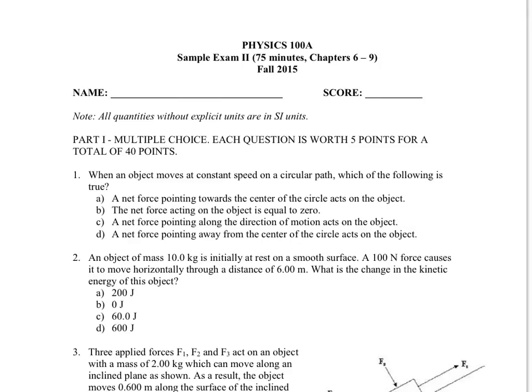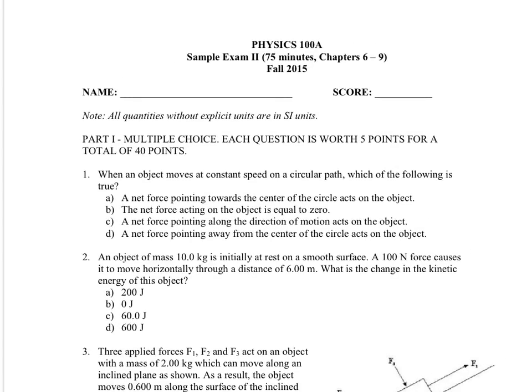Okay, let's get started. When an object moves at constant speed in a circular path, which of the following is true? One thing you have to know about circular motion is that even if the speed is constant, it's accelerated. And that's the centripetal acceleration, and the force that is necessary to provide that acceleration is the centripetal force. And what you have to know about it is that it is directed towards the center of the circle. So a net force pointing towards the center of the circle acts on the object. That we know is true.